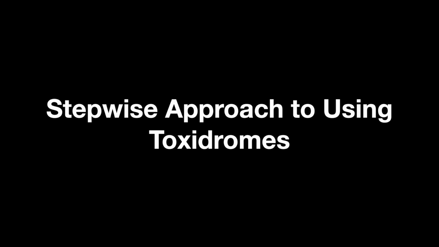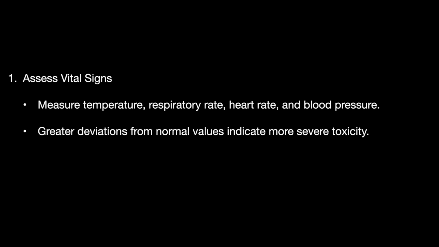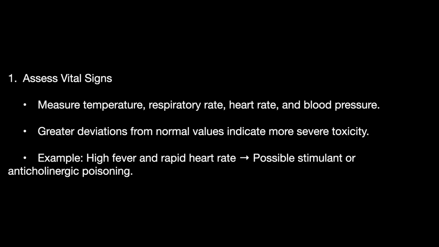So there is a stepwise approach to this toxidrome. First is assess the vital signs. In this, measure the temperature, respiratory rate, heart rate, and blood pressure. This is extremely important, and greater deviation from the normal value indicates more severe toxicity. The example here is high fever and rapid heart rate. It is a possible stimulant or anticholinergic poisoning. So these are some of the ways by which you can point towards a particular poison.